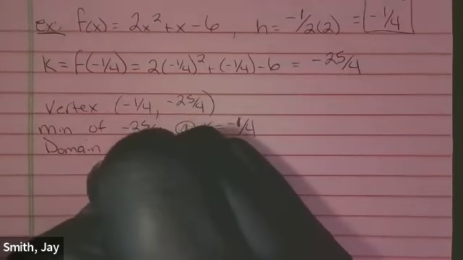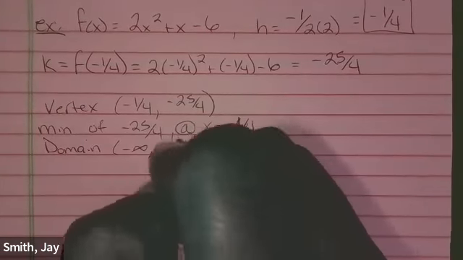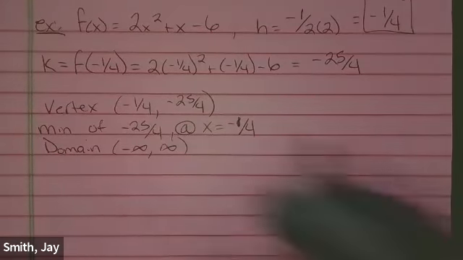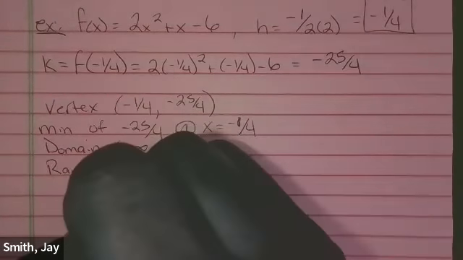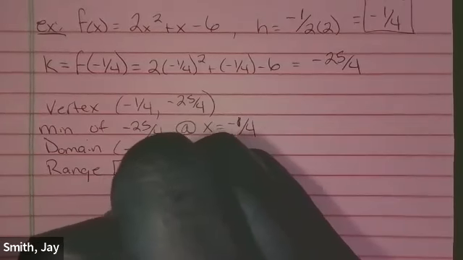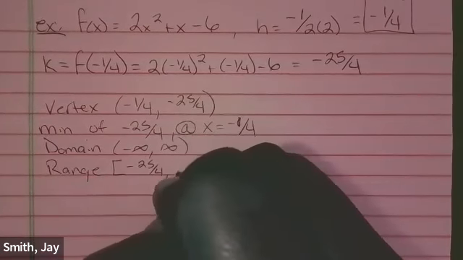The domain is -infinity to infinity. This is true for every parabola. Our range is going to be the bracket -25/4, comma, infinity.